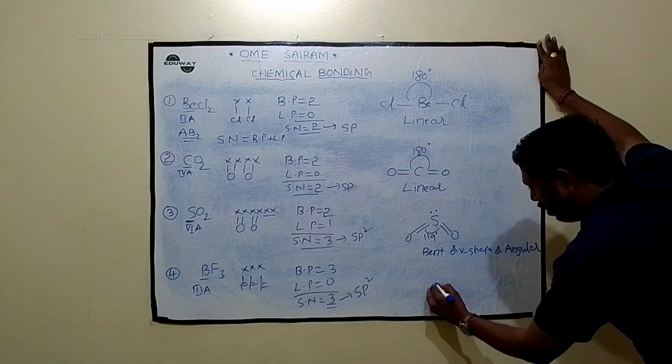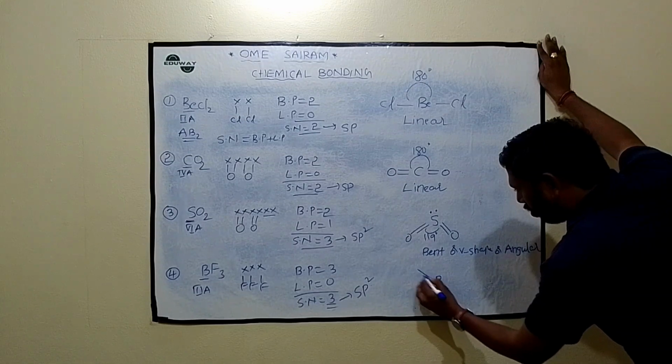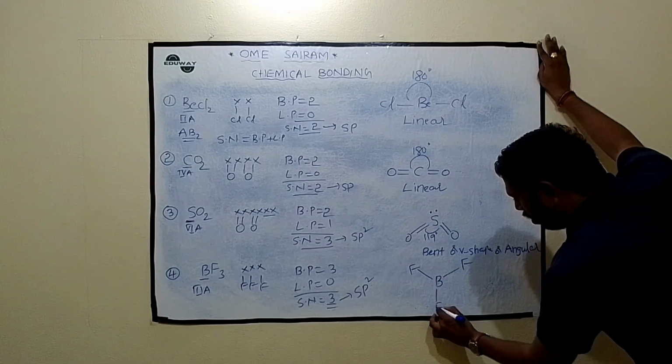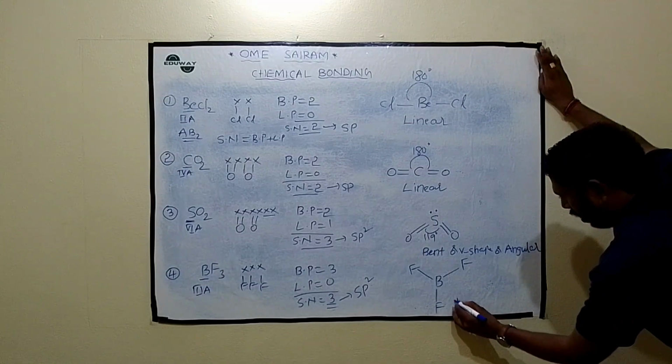When you observe the structure, the central atom is boron and it is forming 3 bonds with the 3 fluorine atoms. The structure is trigonal planar.